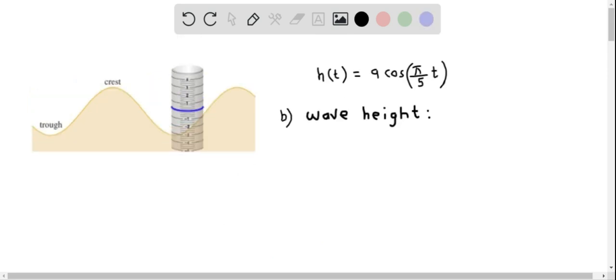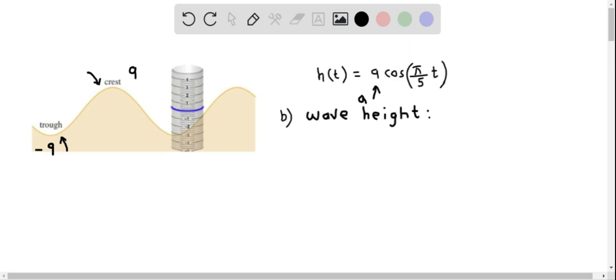We now determine the wave height of this cosine function. So it is basically the vertical distance between the trough and the crest. Graphically, we can say that the crest is the maximum value of the function, and this can be obtained by looking at the amplitude of the function. This is the amplitude. So the amplitude is positive 9, and the trough is the minimum value of the function, and so we say that this is negative 9 because there is no vertical shift of this cosine function.